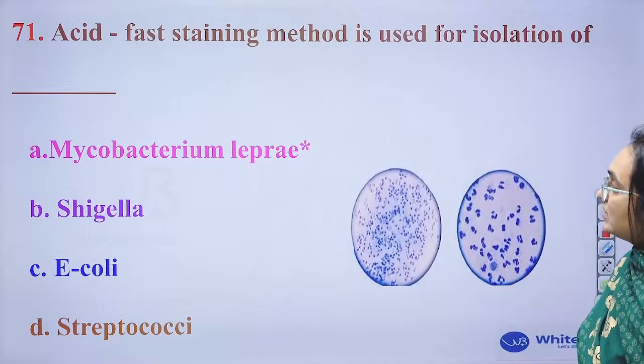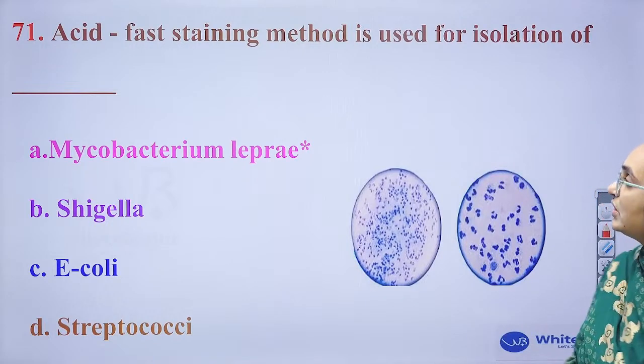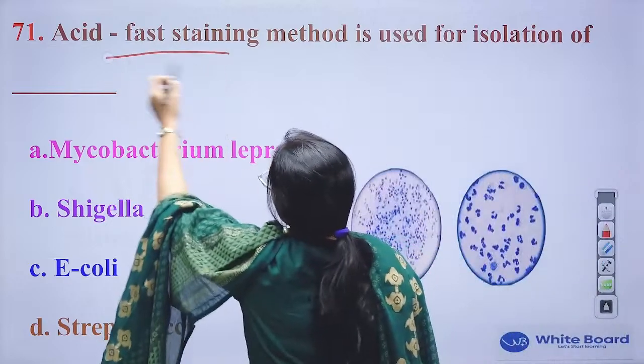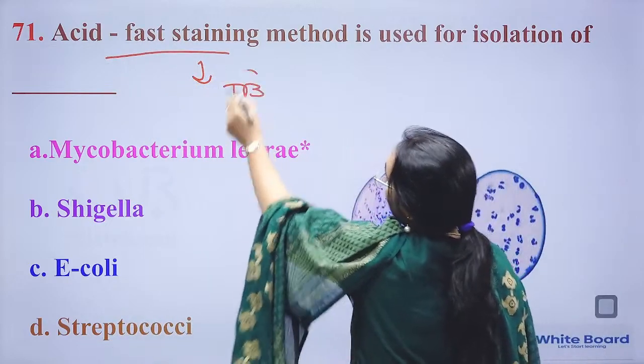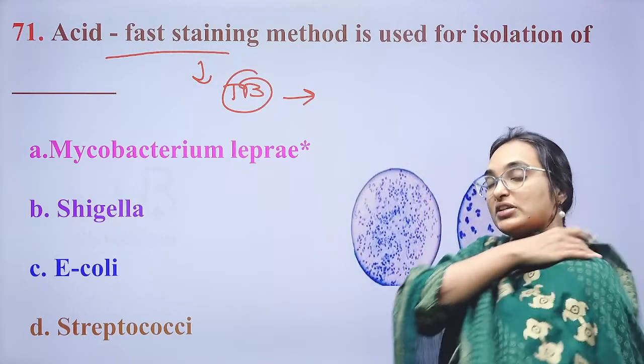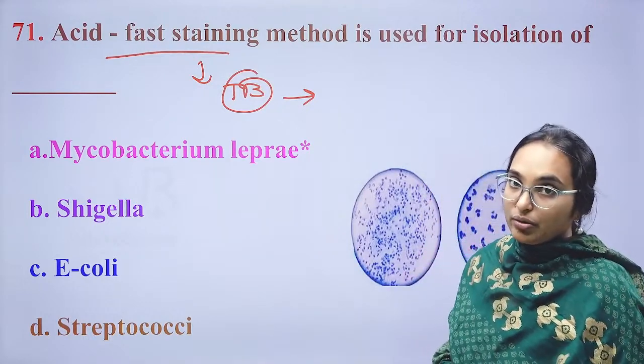Next, acid fast staining method is used for the isolation of. So remember, acid fast staining is used for Mycobacterium tuberculosis bacteria, because it has thick fatty mycolic acids.